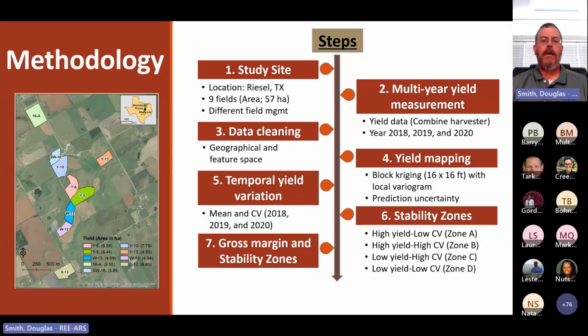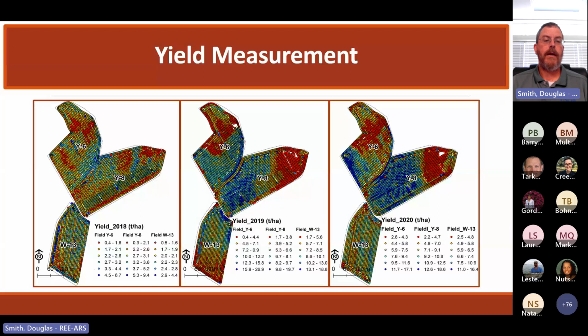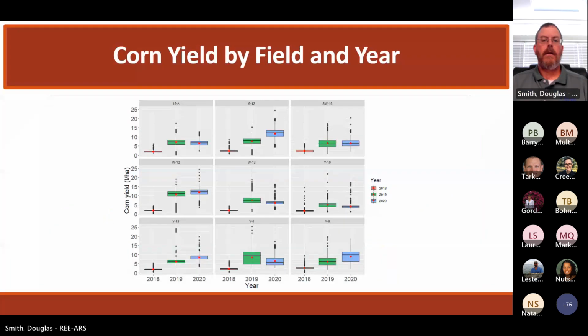We mapped for each year, and then for the mean for all 3 years, the average, and also the coefficient of variation, which is a measure of variability. And then we translated those variables into yield stability zones. And then from that, we brought in some gross margins and some other items. So this is what the data looks like right off of the machine. This is 3 fields for 2018, 19, and 20. And just scatter plots of what those look like for the 9 different fields.